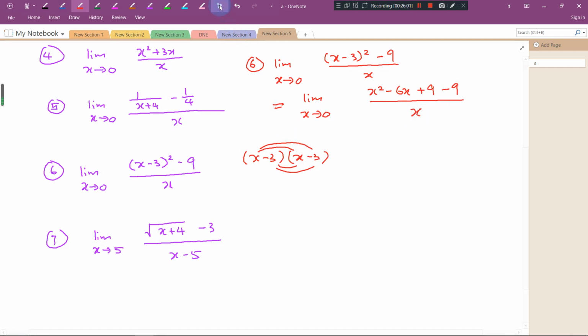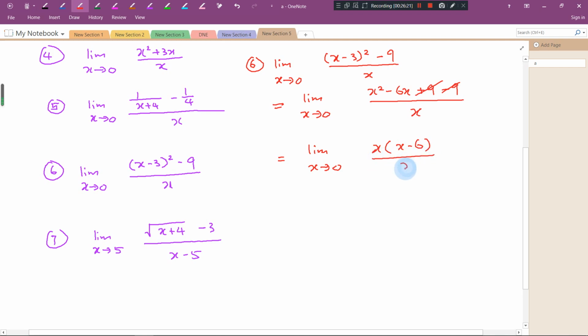Okay. Let me go erase this one first. So the positive 9 and negative 9 will actually cancel out, right? So you will be left with x squared minus 6x. I bring the x outside, factorize the x, I will have x minus 6. Okay, so eventually I can cancel out the x here. Now I'm going to substitute x equal to 0 inside here. Once I substitute x equal to 0 inside here, I don't have to write this anymore. So it's equal to negative 6.